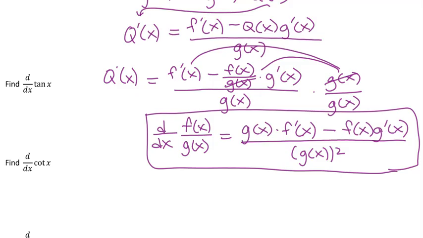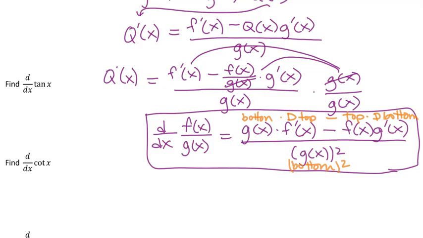So again, search YouTube if you want ideas for how to memorize this. I'll tell you how I say it, and I'll even tell you one that I hear a lot that's just a little bit different than how I say it. So the way I say it in my head is this is the bottom times the derivative of the top minus the top times the derivative of the bottom over the bottom squared. That's how I keep track for myself of what goes where.